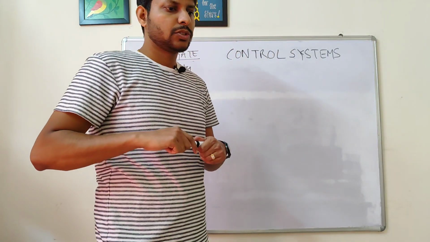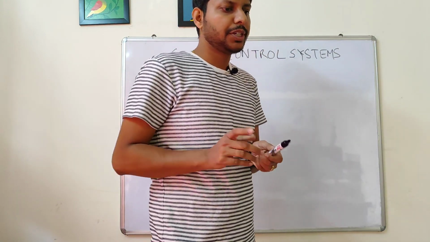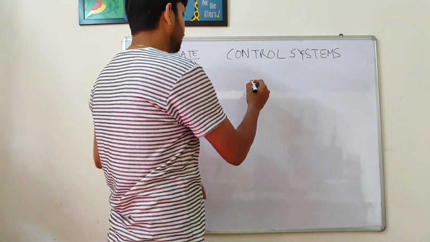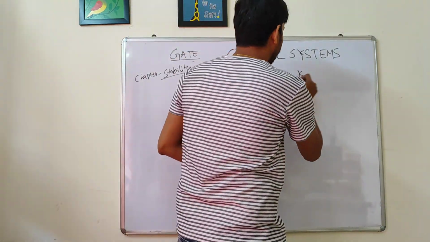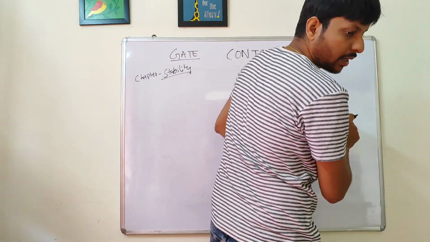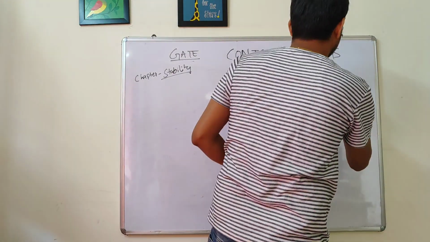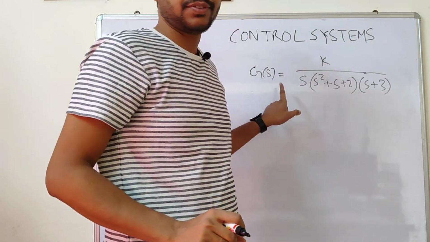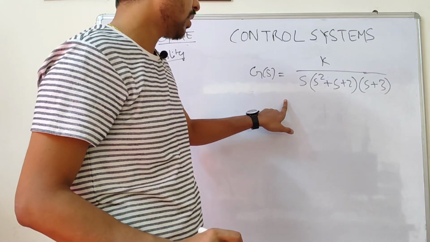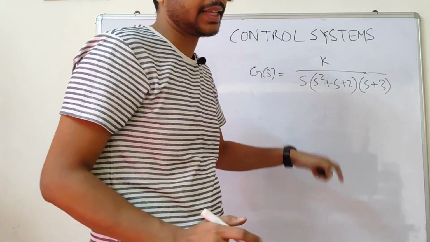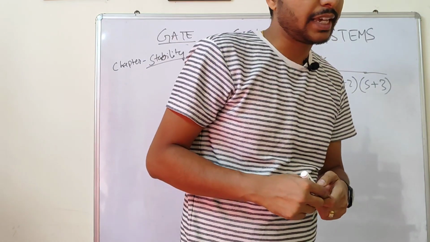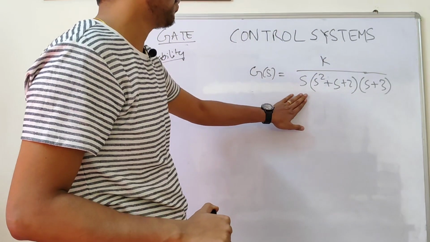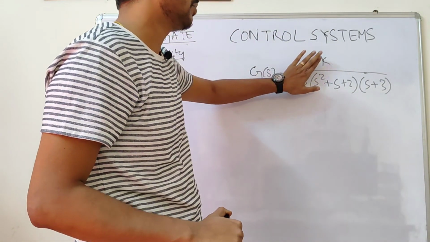Okay. So the open loop transfer function of a unity feedback system is given, which is this. This is the open loop transfer function for the unity feedback system. Okay, and they're asking the range of k for which the system is stable. So we need to find for what values of k this system will be stable.